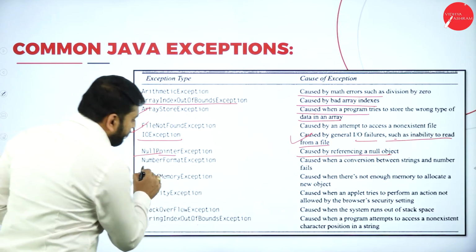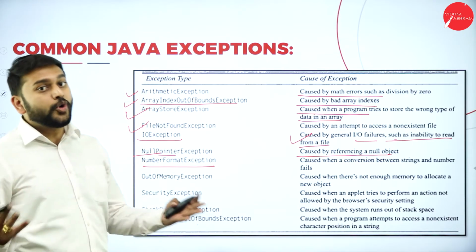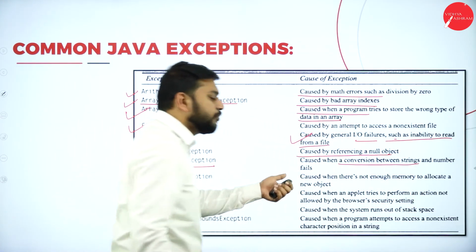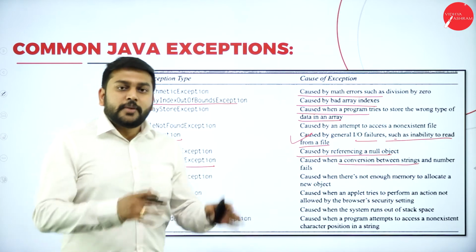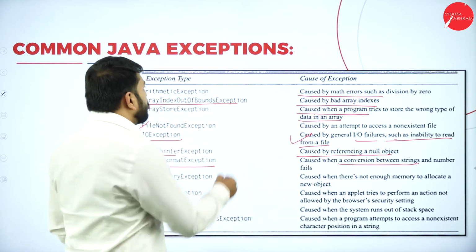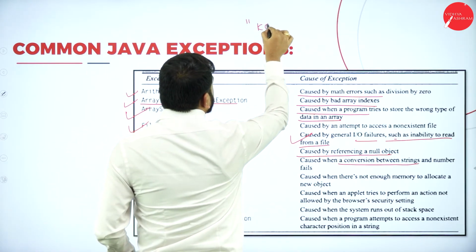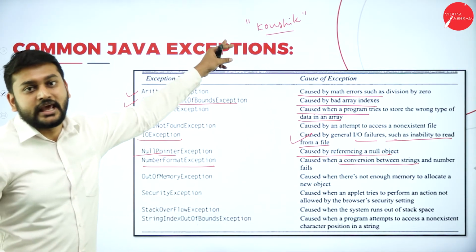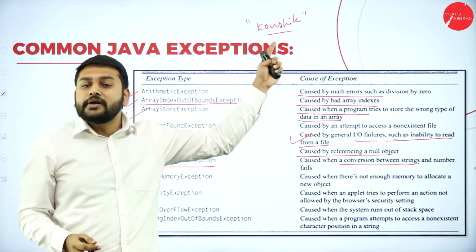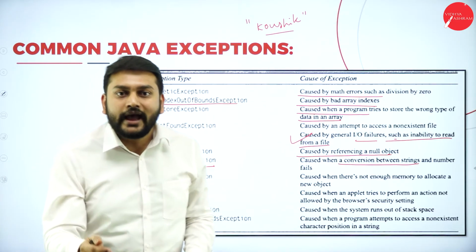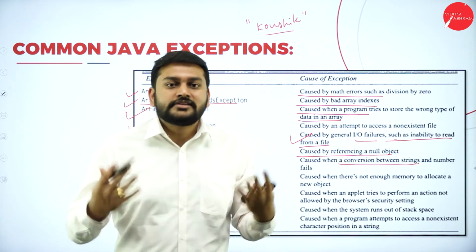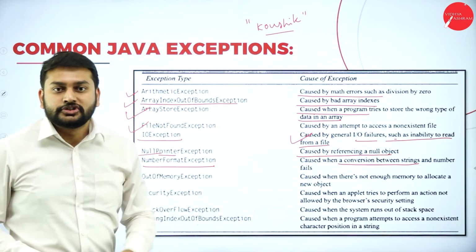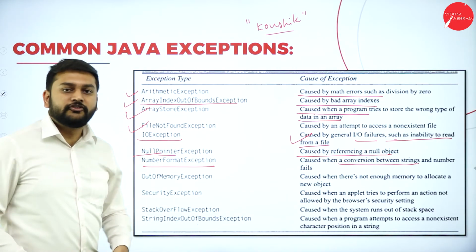Moving forward, NumberFormatException. So guys, when do I get this NumberFormatException? It is caused when the conversion between string and number fails. When I'm trying to convert a string, which as you all know is enclosed between quotes, let me write a name, Kaushik. Can I call this a string? Yes. I'm trying to convert the string into a number. So when I do this, I might end up with a failure, and at that point of time I will get an exception. That's what you need to call a NumberFormatException.